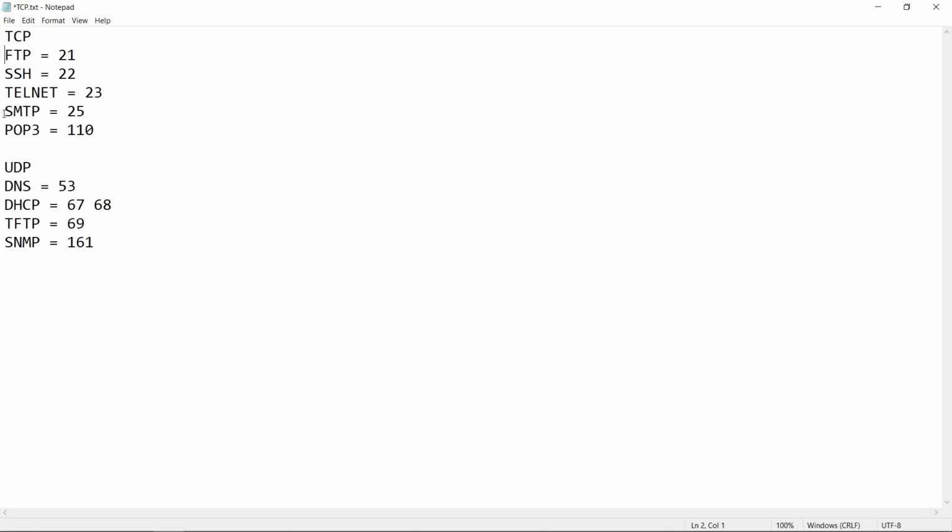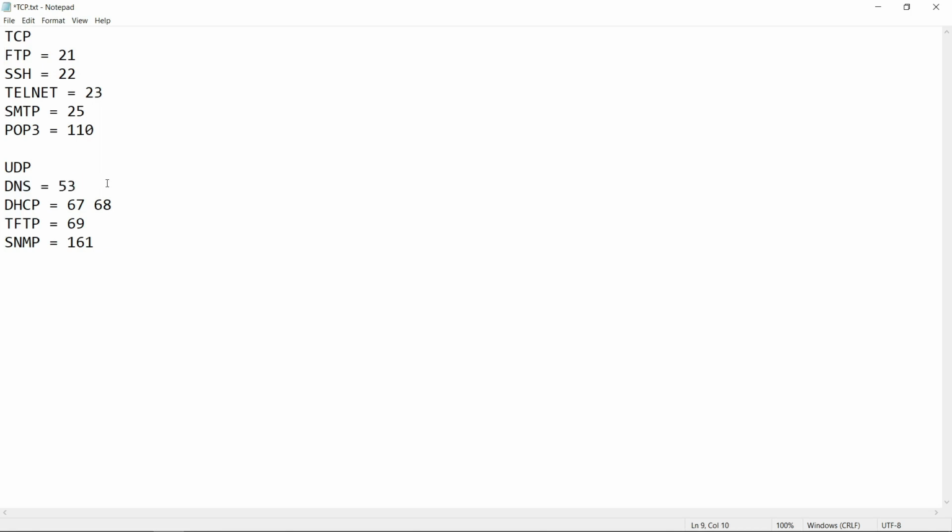Now SMTP and POP3 are basically the same again. Both of them are used for emails. SMTP is Simple Mail Transfer Protocol and POP3 is Post Office Protocol 3, and their port numbers are 25 and 110. Now let's go to UDP.